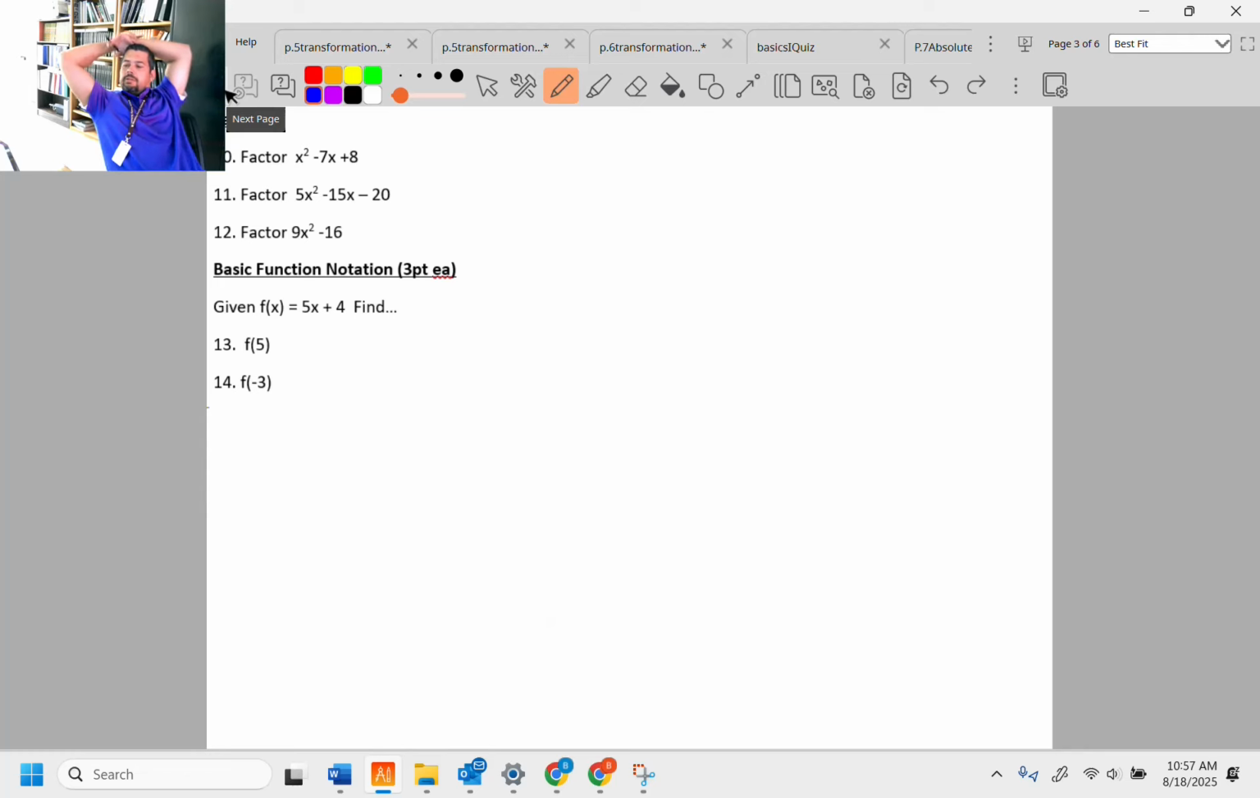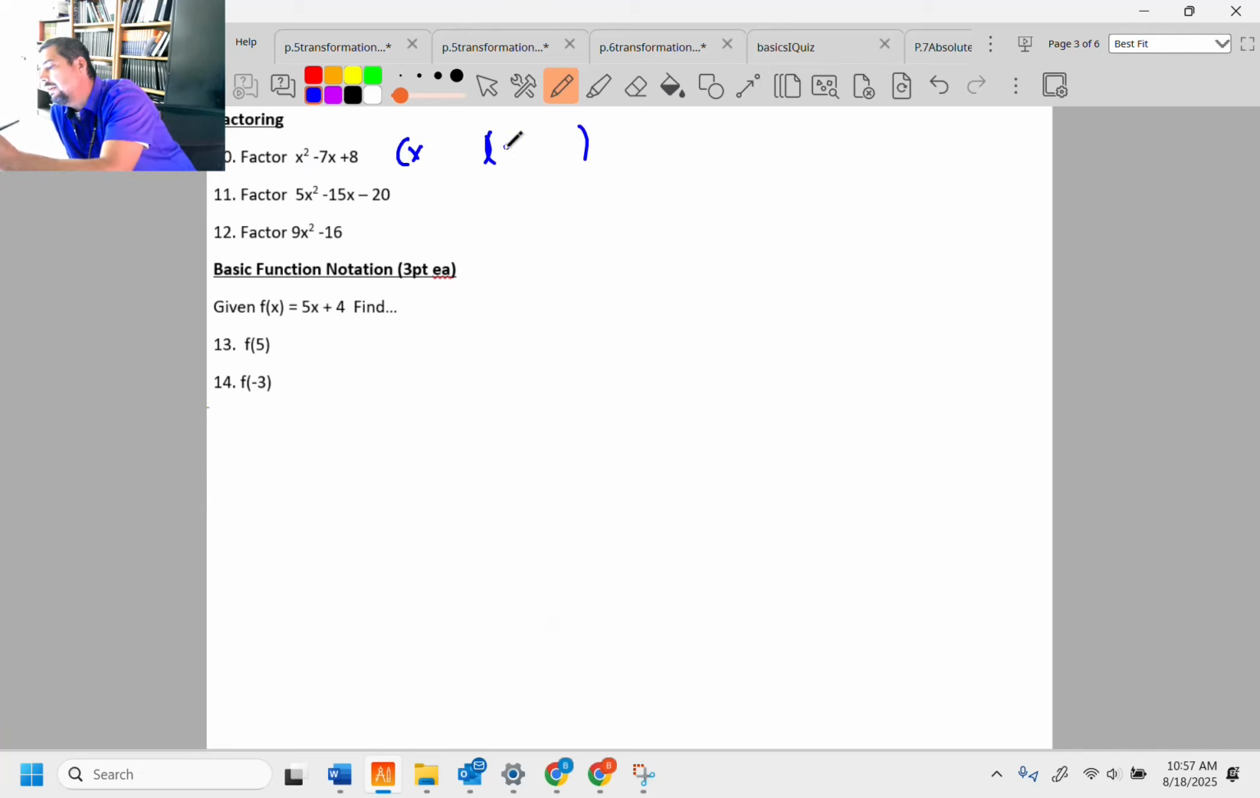All right, factoring. Factor x squared minus 7x plus 8. So it's the reverse of what we just did. Instead of multiplying 2 things together to find out what they equal, we're going to go the opposite way. We're going to find out what the 2 factors of x squared minus 7x plus 8 are. Factoring is a big skill in Algebra 2. But anywho, to create the x squared, I have to lead with an x and an x. Factors of 8, they could be 1 and 8, or they could be 2 and 4.